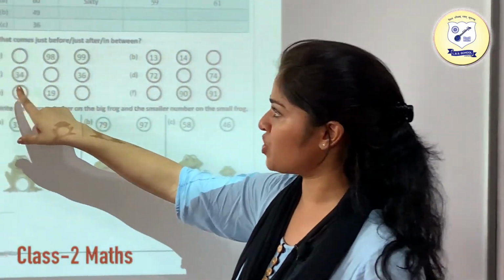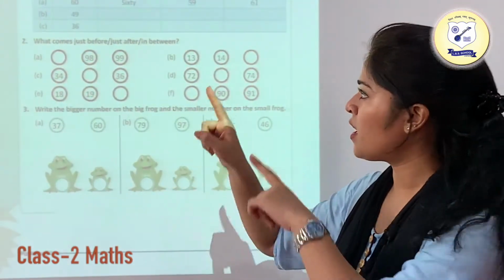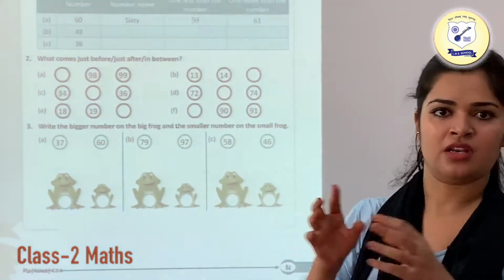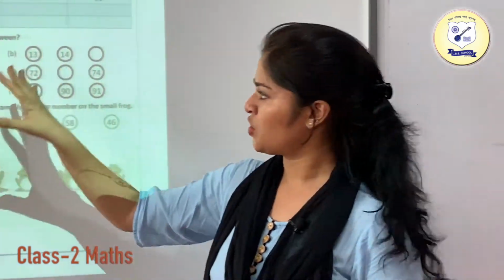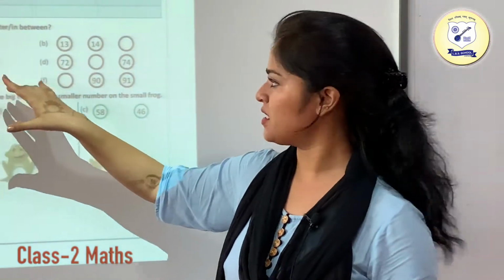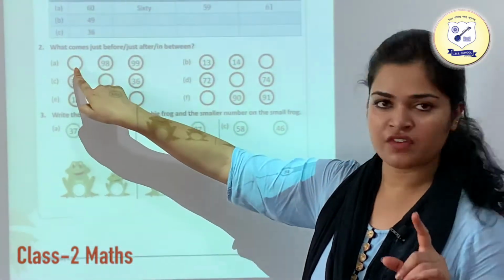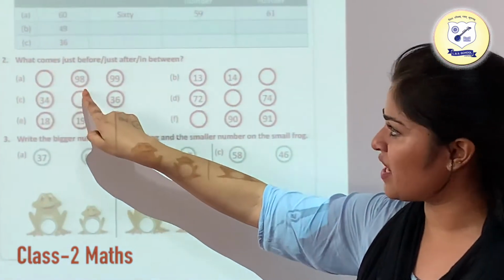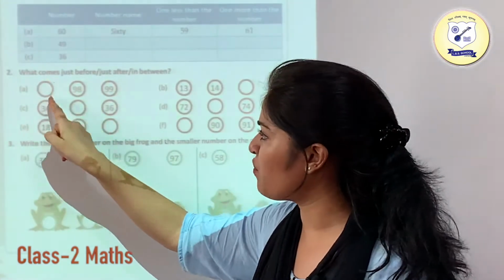Now in second question you can see that we are having what comes just before, just after and in between. Now according to the empty circles which you are having in this question, you need to fill whether it could be your just after, just before or in between. Okay, just have a look at the empty circles and just fill it. Like you can see that we are having the first circle empty with us. So after that we are having 98 and then we are having 99. Okay, so we just need to fill this one.